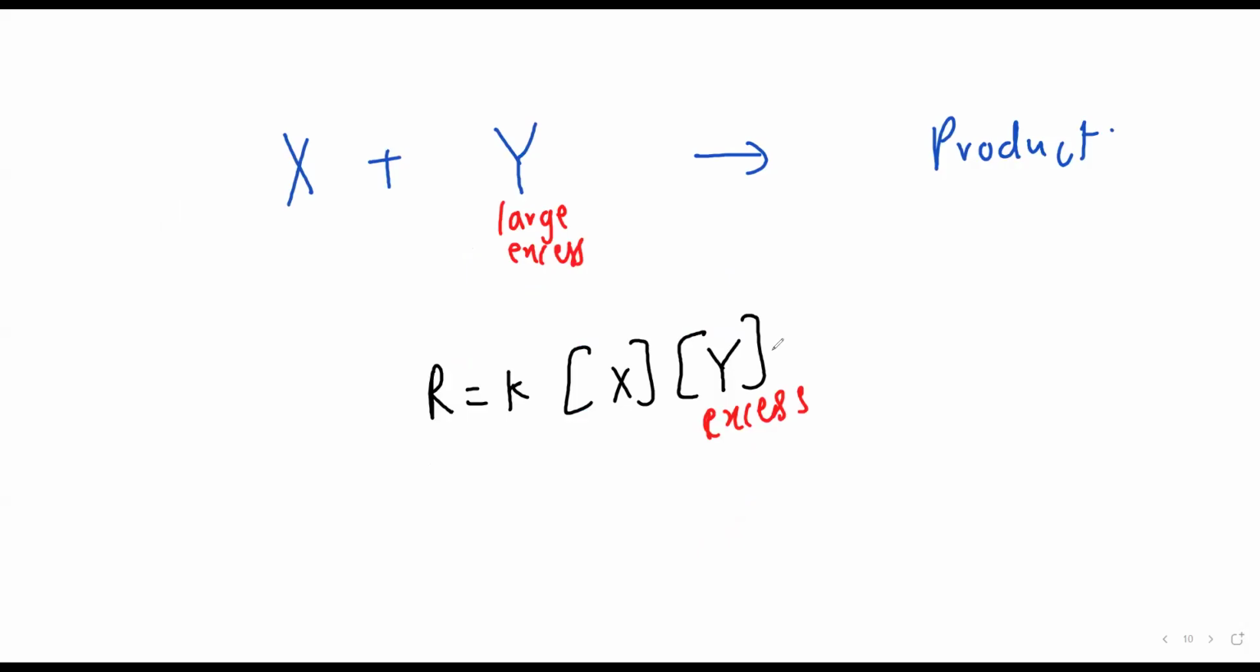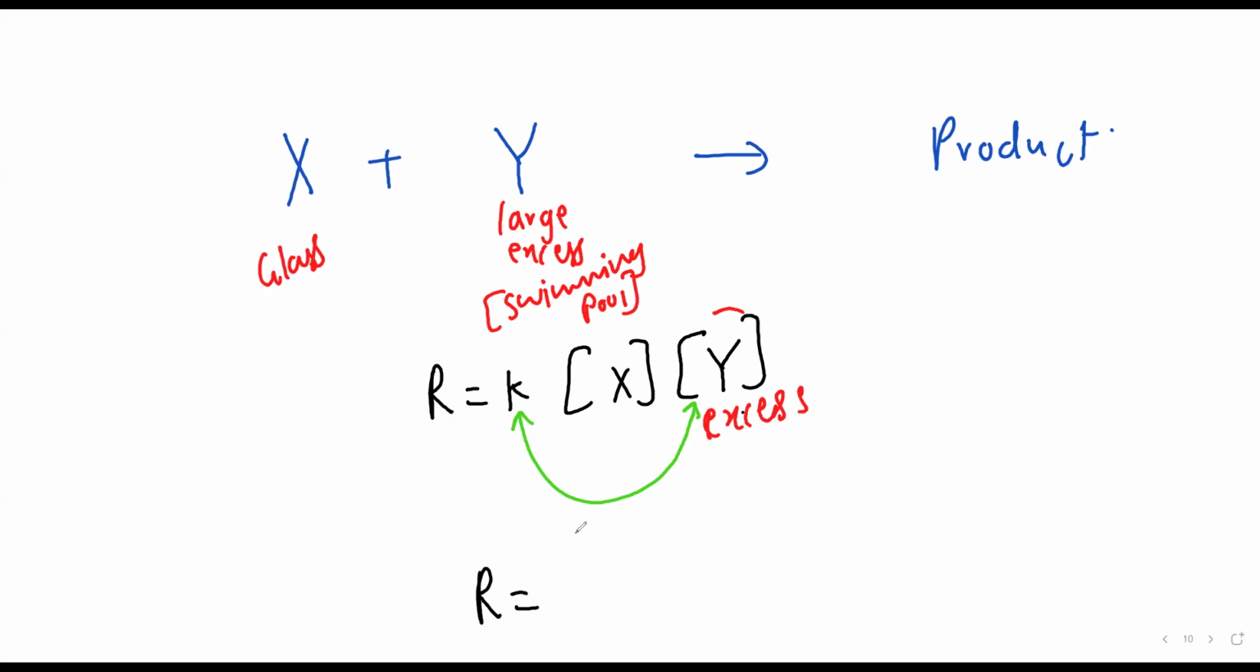But tell me, beta, this was your swimming pool. What is your excess one? The swimming pool. And this is your glass. So now what will happen? This K is constant or not? Yes, this K is constant, and this is also constant. So constant into constant, what will I get? A new constant. But why did this excess become constant? Because it was in excess. So what will I get? K dash.